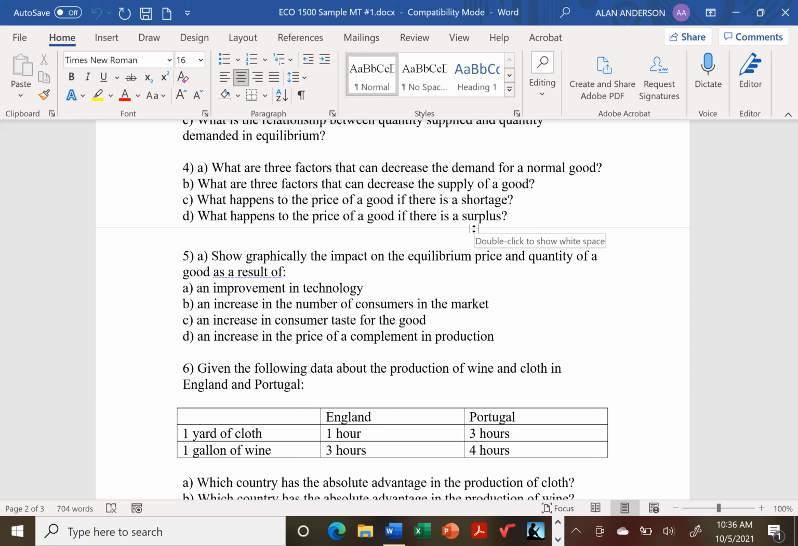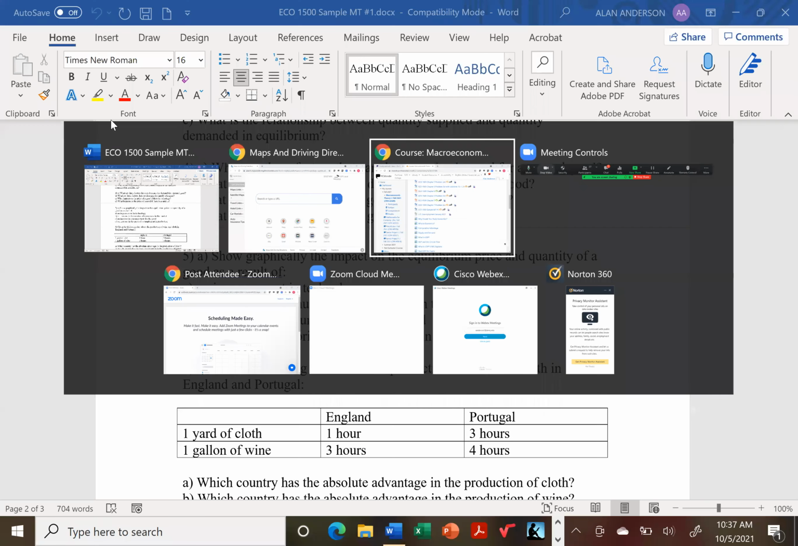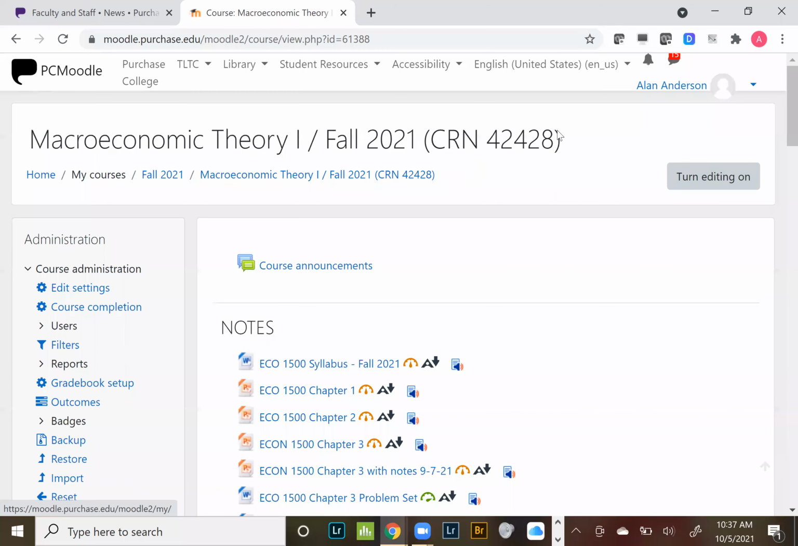But again, like I said, you're going to eventually have to either scan everything or else take photographs of it and then email it back to me. Now, when you do that, by the way, here's one thing I want to ask you to do. I've been sending you invitations from my Gmail account only because it doesn't work well with Purchase's Gmail system for some reason. But when you do send your answers back to me, what I would like you to do is send them to my Purchase account, because that way everything will be in one convenient location for me.